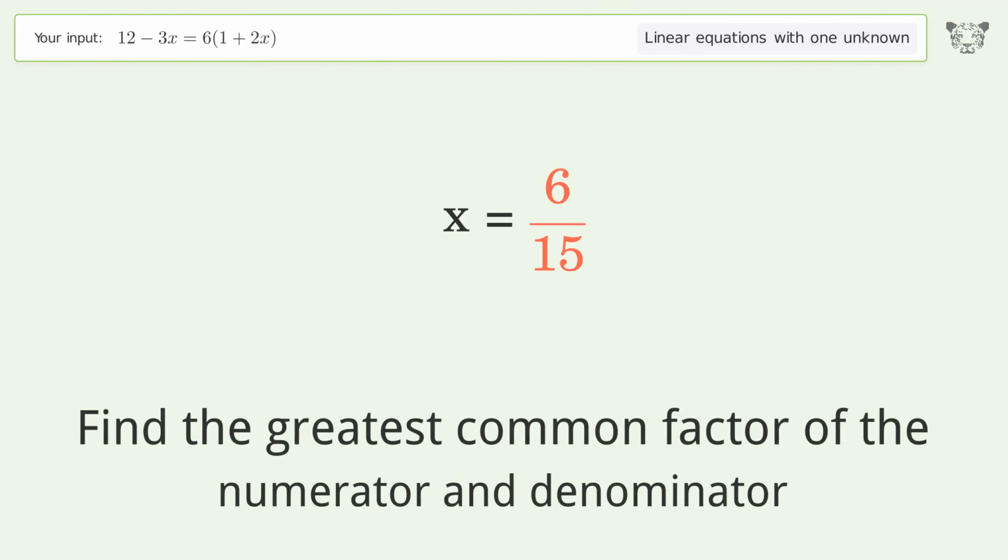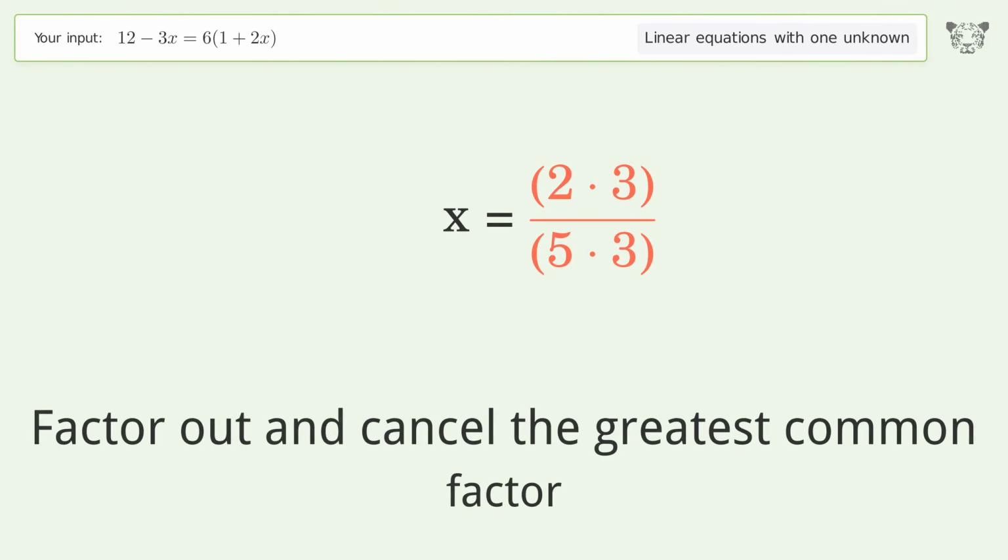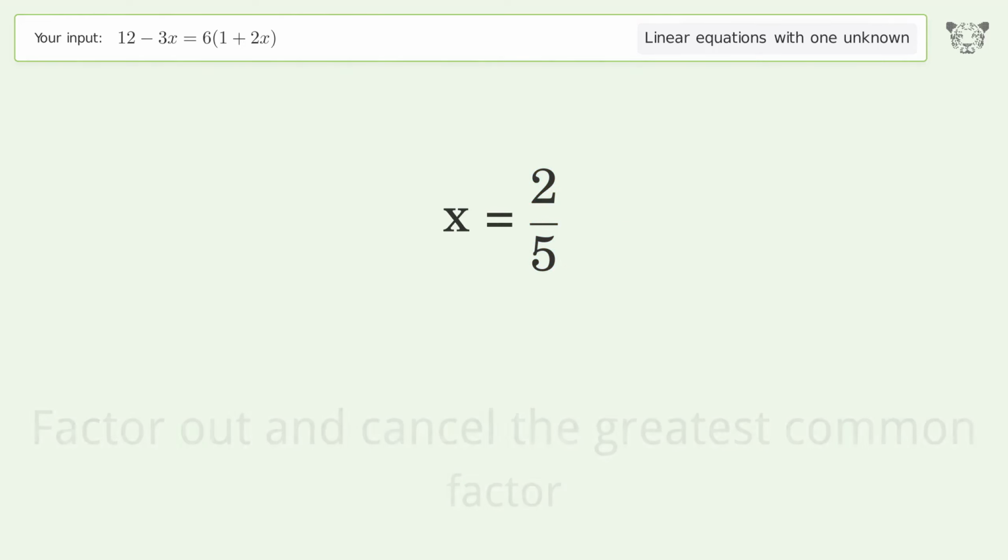Find the greatest common factor of the numerator and denominator. Factor out and cancel the greatest common factor. And so the final result is x equals 2/5.